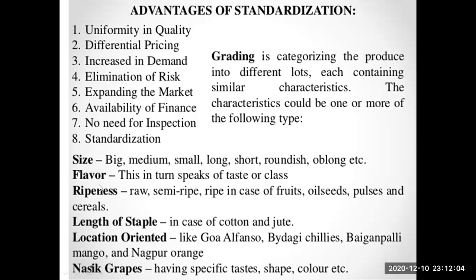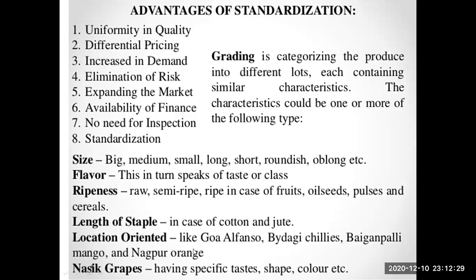Then flavor. We can take Dairy Milk. Dairy Milk has different flavors. We have Oreo, almond, orange, like that. So it gives a flavor. Then ripeness, raw, semi-ripe or ripe in the case of fruits, oil seeds, pulses and cereals. Then length of the staples in the case of cotton and jute.